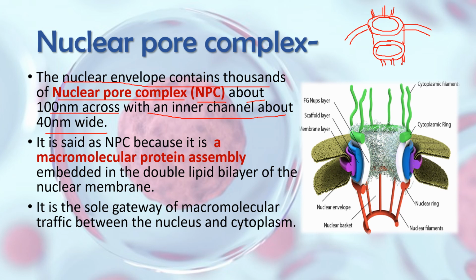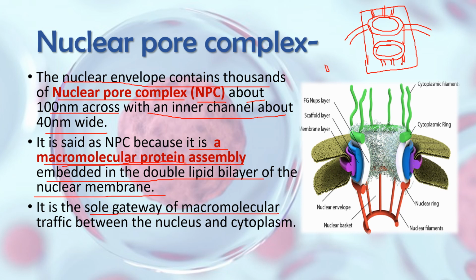Okay, why is it called a nuclear pore complex? Why can't we just say it is a nuclear pore? Because it is a macromolecular protein assembly embedded in the double lipid bilayer of the nuclear membrane. So what it says is that this nuclear pore is not just a pore, but it is an assembly of macromolecular proteins which gather together and form such a structure. That's why it is the complex formation of a pore with the help of proteins.